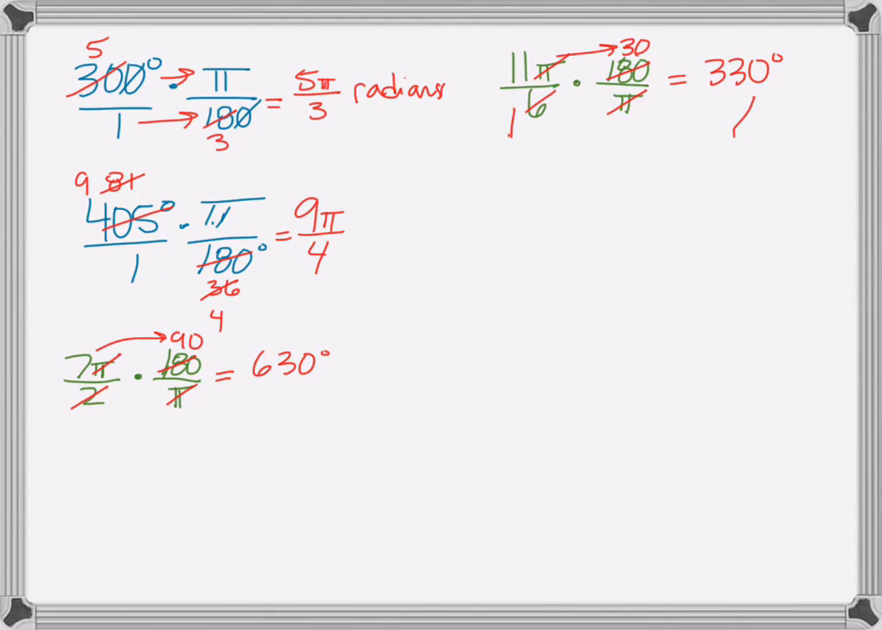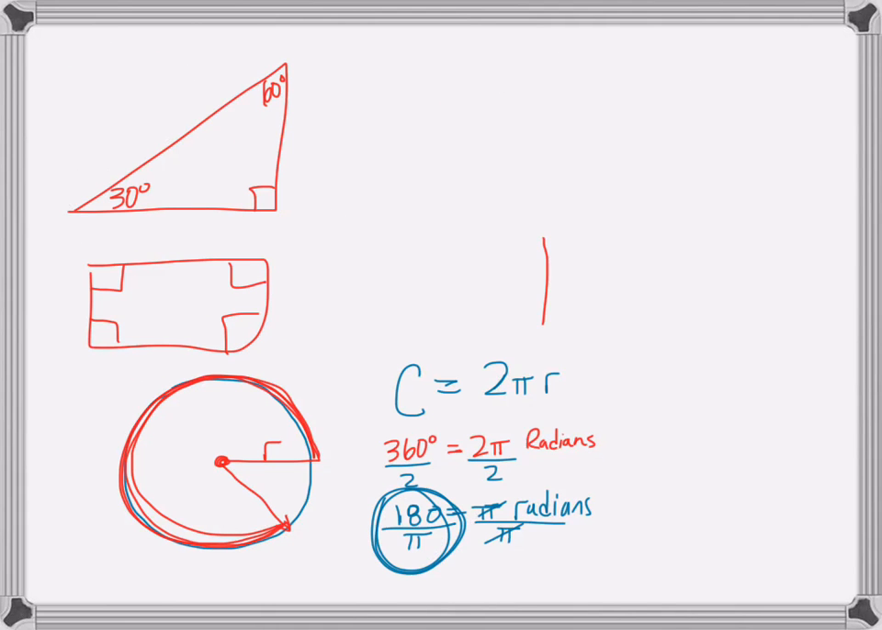All right, so that is how we convert from degrees to radians or radians to degrees. We use that magic fraction, which we derive from here. Again, using the circumference, that's how we get that magic 180 over pi or pi over 180.